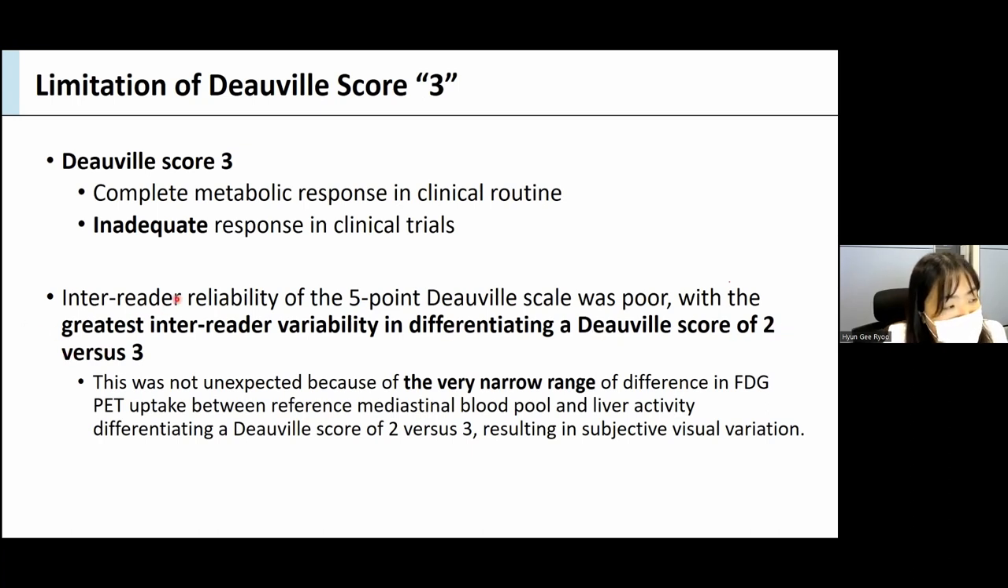So some people say this patient has Deauville score 2, but another doctor can say this patient has Deauville score 3. This is because there is a very narrow range between Deauville score 2 and Deauville score 3, as the mediastinal blood pool and liver uptakes have a very narrow range. So there can be inter-reader variability in deciding the Deauville score from 2 to 3. So there are some limitations of Deauville score 3 for treatment response assessment with FDG PET in lymphoma patients.